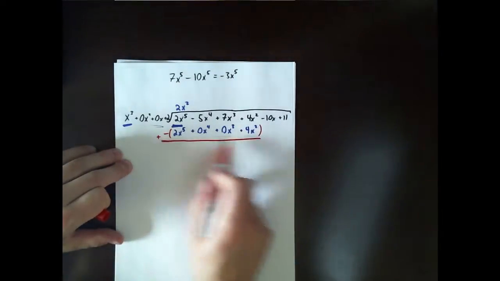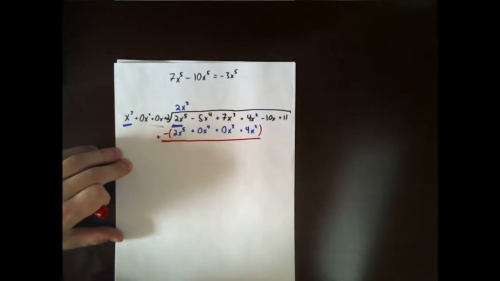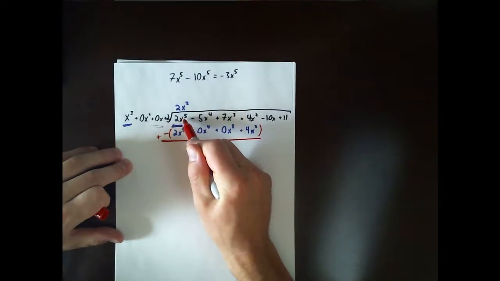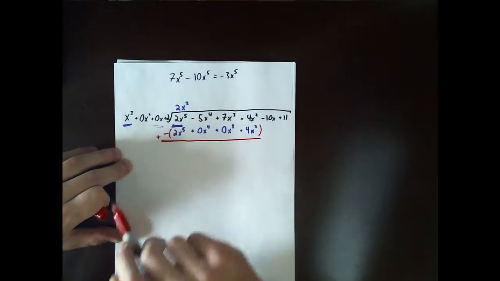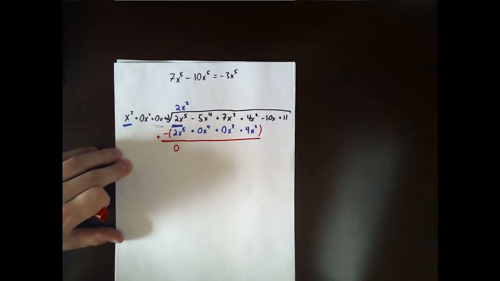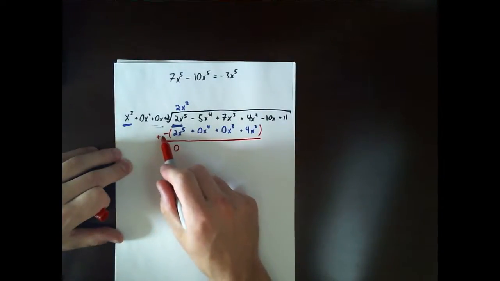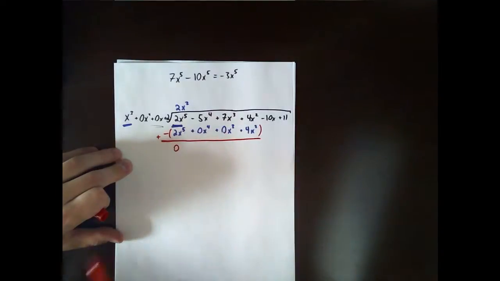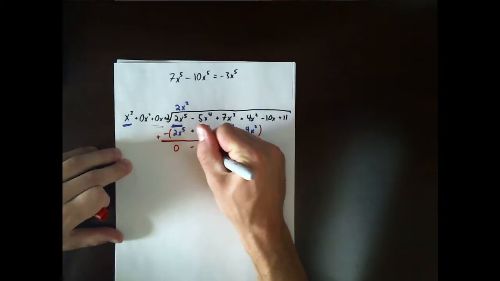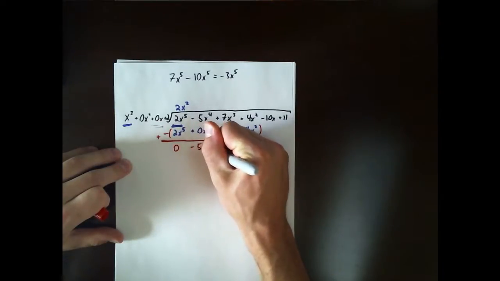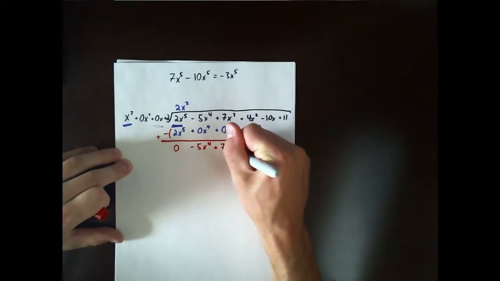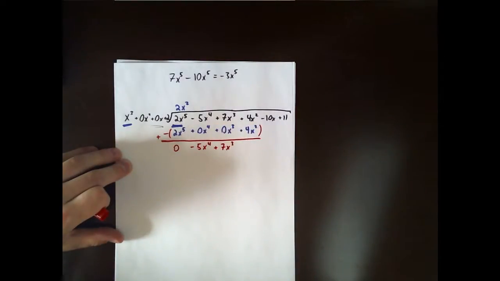So now that I've done that, I am going to add these two together, but distribute a negative to this entire bottom term here. So the negative is going to distribute in here, and we're going to have 2x to the fifth plus a negative 2x to the fifth, so we'll get 0 there. When you distribute a negative to a 0, it's still just 0, so we're going to just bring these down. Negative 5x to the fourth plus 7x cubed.